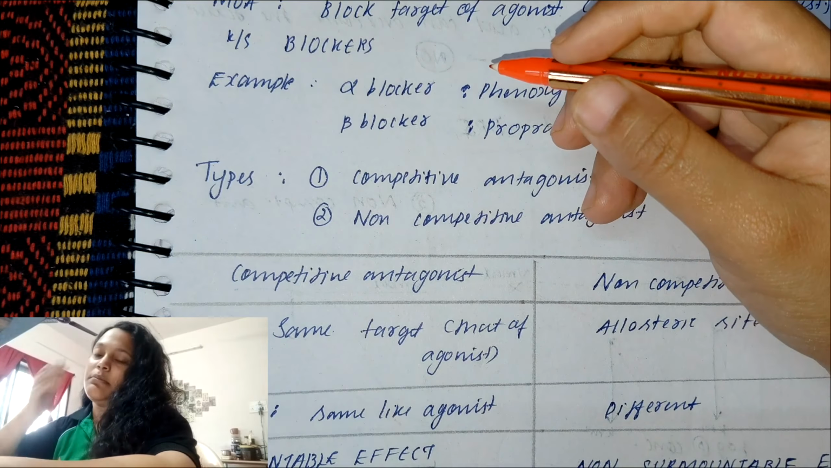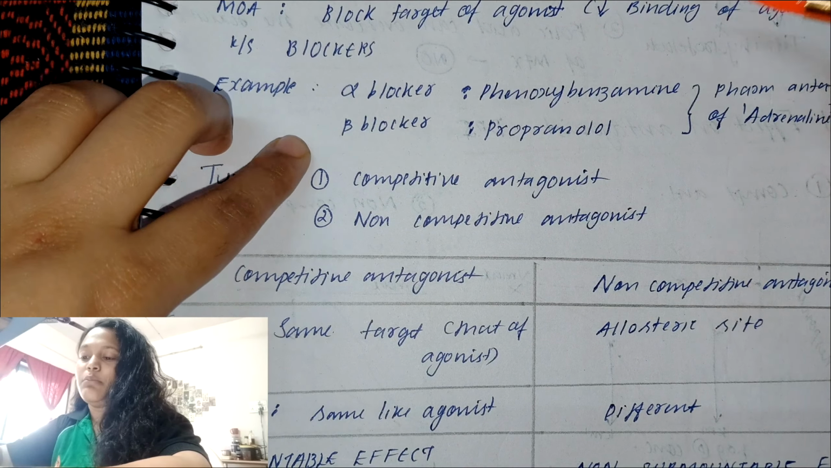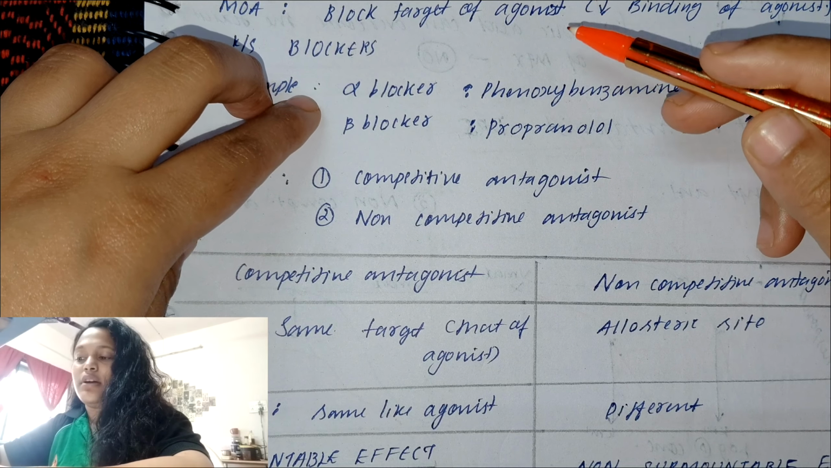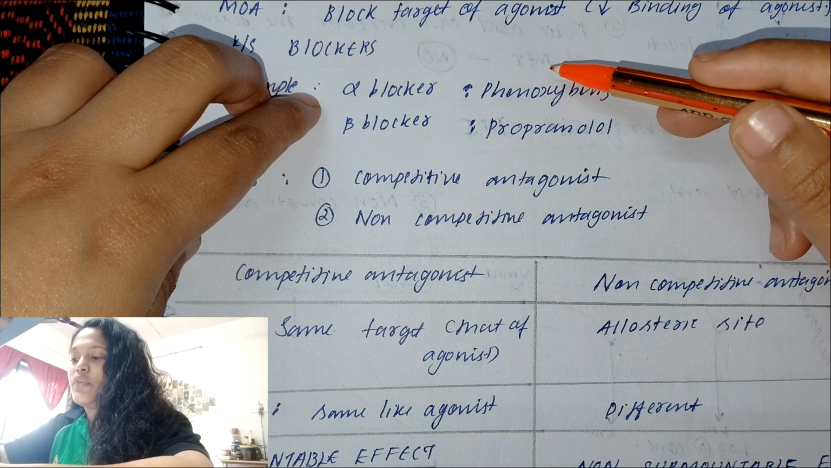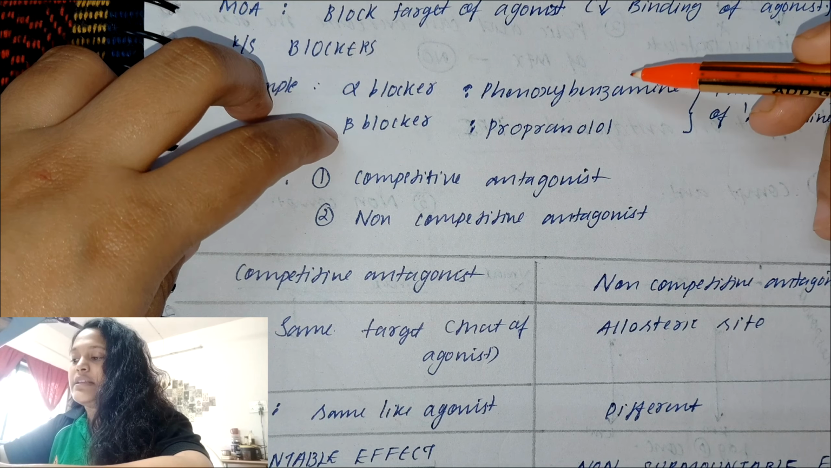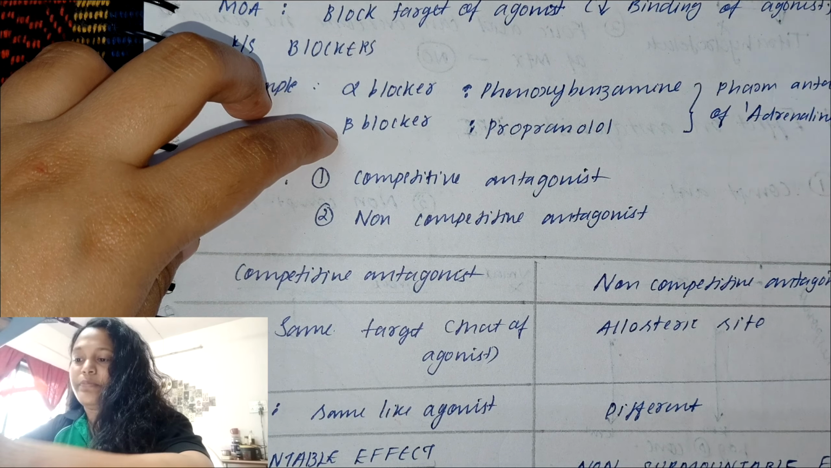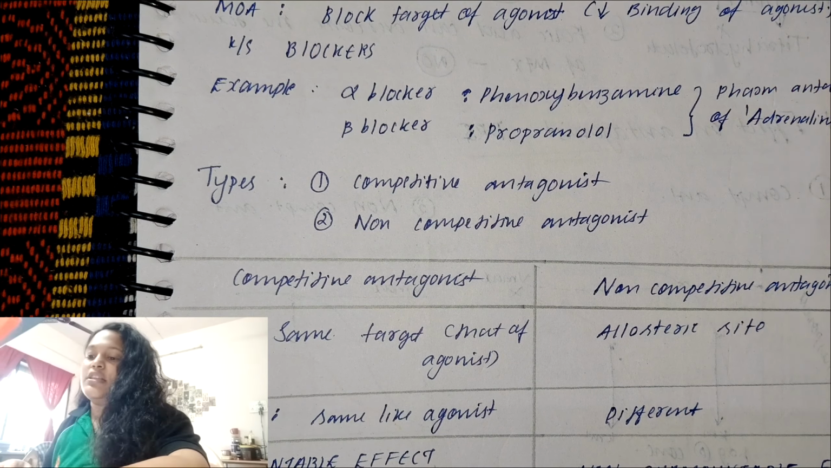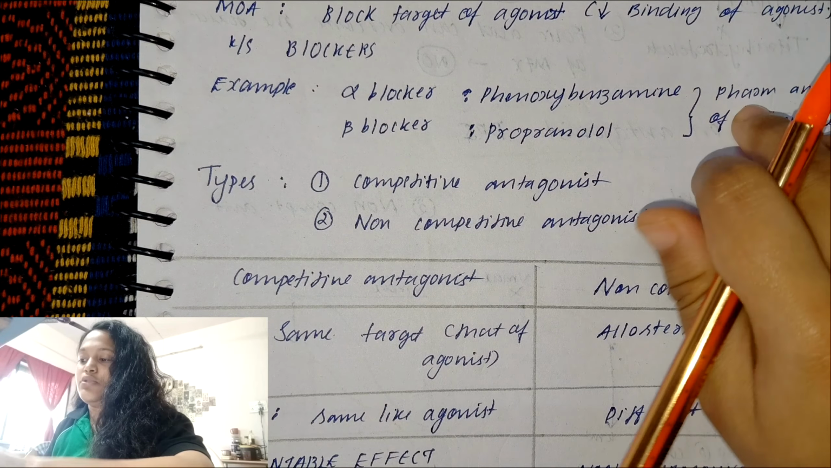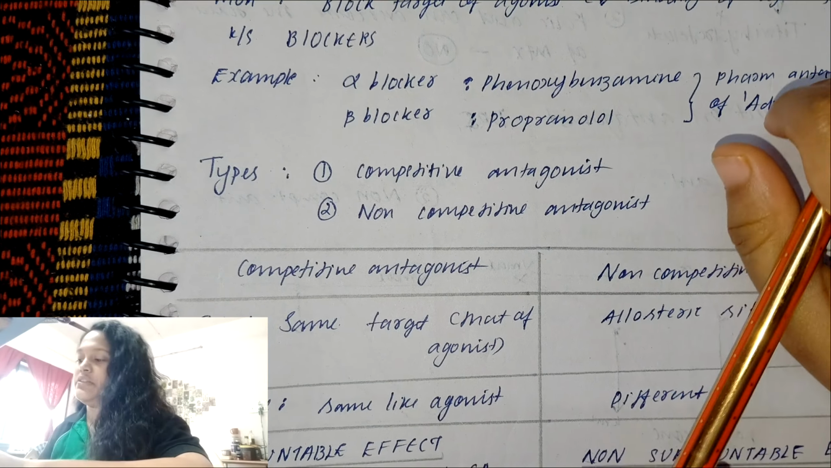Two examples are alpha blocker and beta blocker. For the alpha blocker, one example is phenoxybenzamine, and for the beta blocker, propranolol. These two are the pharmacological antagonists of adrenaline.